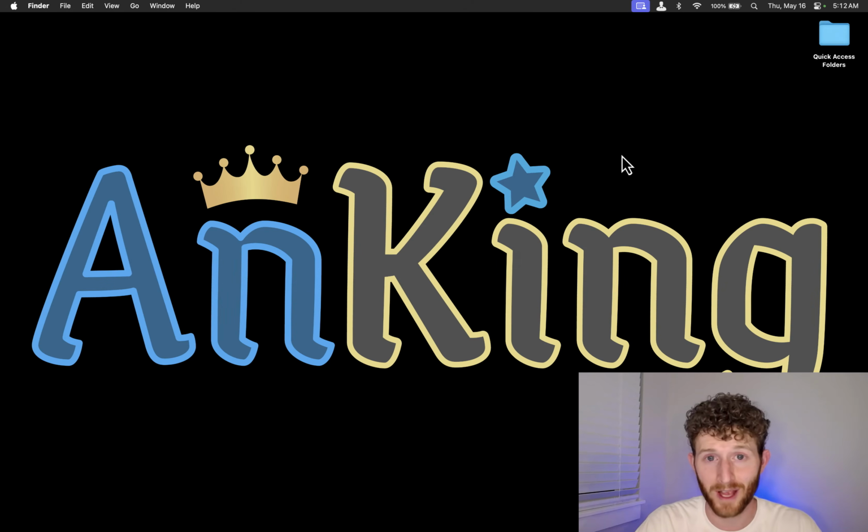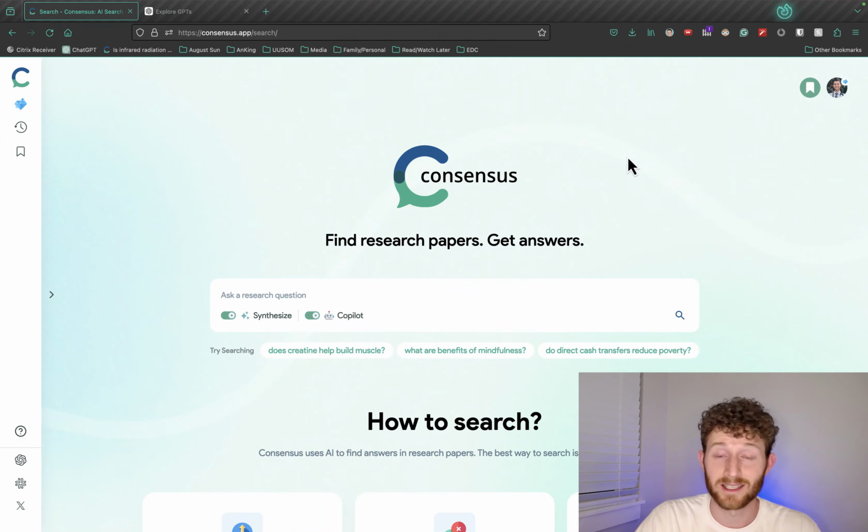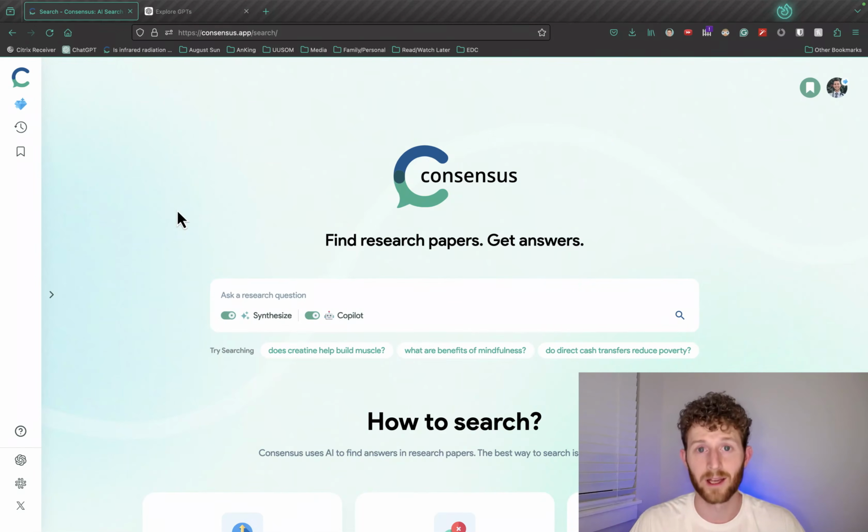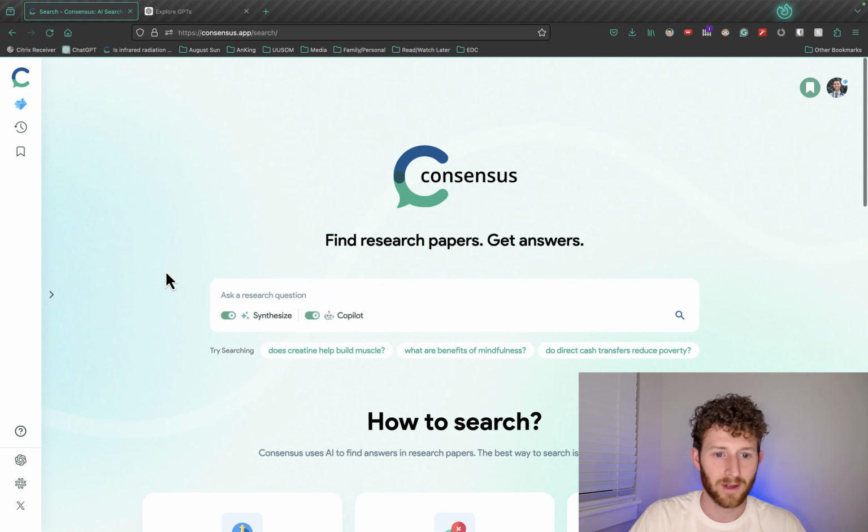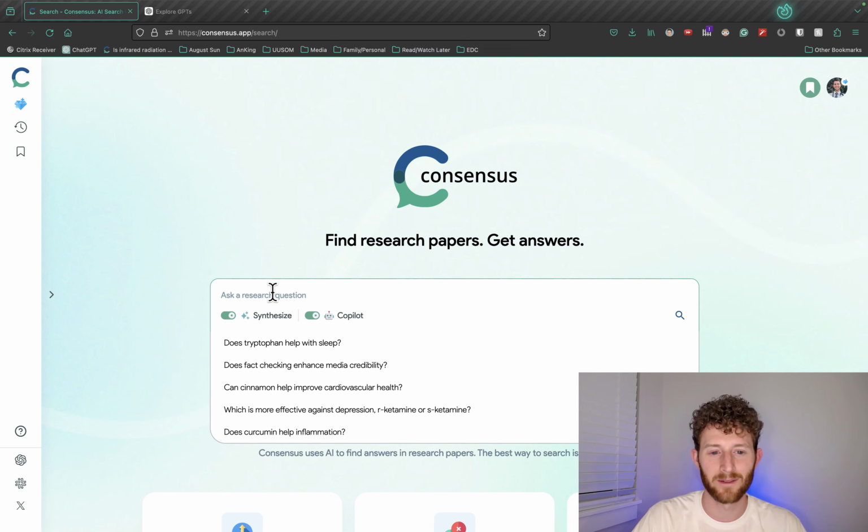All right, let me show you how this works. You're going to open a web browser and you're going to go to consensus.app or just Google Consensus AI. Once you have an account and you're logged in, you'll find yourself here at the home page. You'll find that there is a search bar right here. If you click on this, it's automatically going to give you some fun suggestions for you guys to get started to figure out how to use this app.